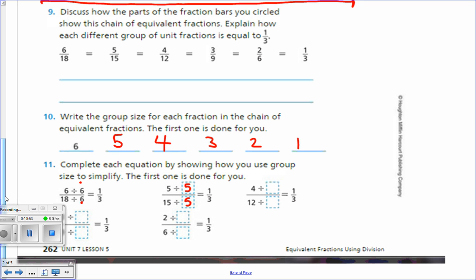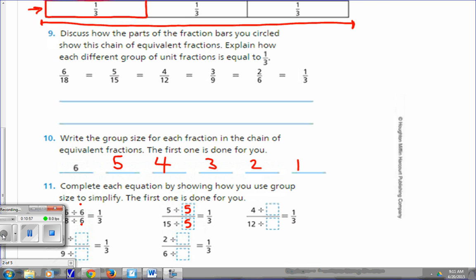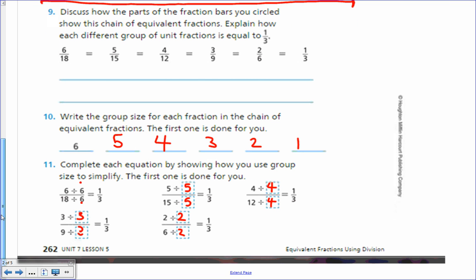I hope you're writing this as I'm writing this. We are dividing by the number of pieces. So 4 divided by 4 is 1. 12 divided by 4 is 3. 3 divided by 3 is 1. 9 divided by 3 is 3. 2 divided by 2 is 1, 6 divided by 2 is 3. So are you kind of starting to see the pattern there a little bit?